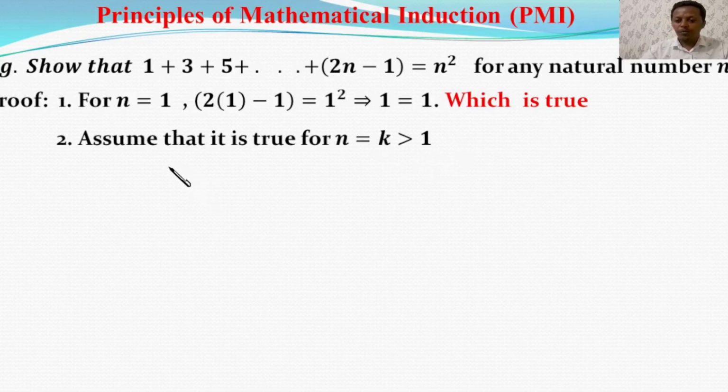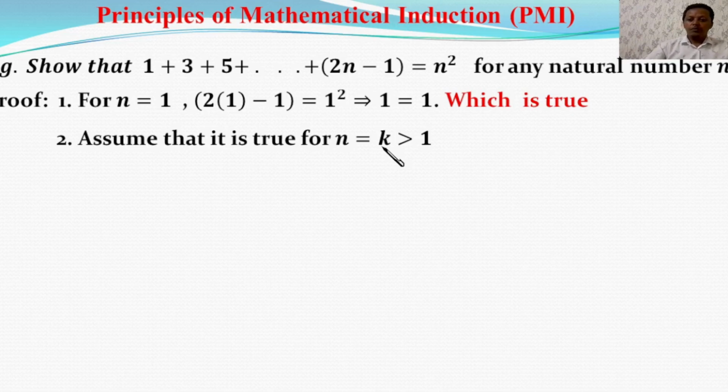Now, second step, assuming the given statement is true for k, we are going to prove it is true also for k plus 1. Assume that it is true for n is equal to k, where k is greater than 1. Already we showed it is true for k is equal to 1. So in the second step, we assume it is true for n is equal to k, arbitrary natural number k greater than 1. Now, based on this assumption, we are going to show the statement is true for k plus 1.